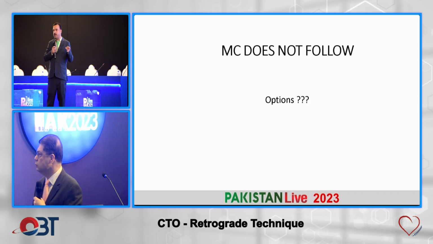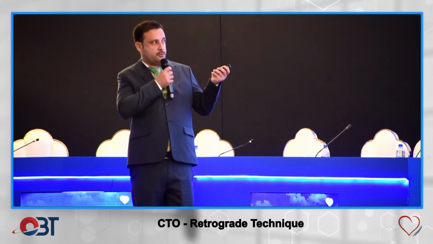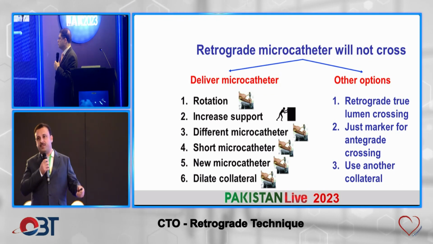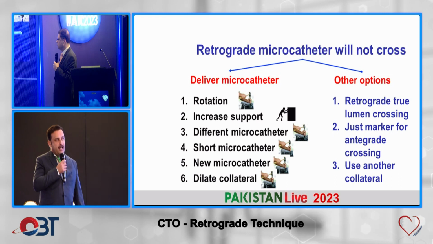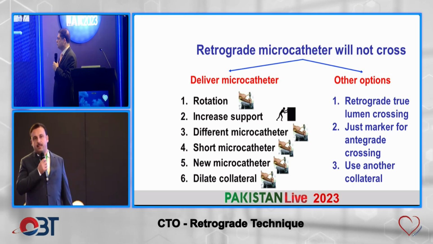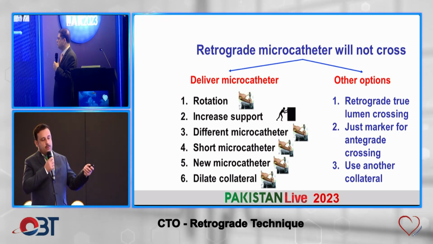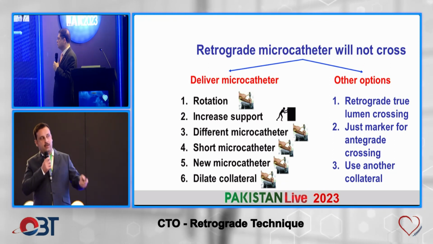So first we try those options which are least costly. So these are different options. Rotation, we already tried this method. Increase the support. The support is already a 7-French EBU 3.5 guiding catheter. Or we can use a guideliner or a balloon anchoring technique, which we'll see in our next case. Then dilate the collateral with a small balloon.